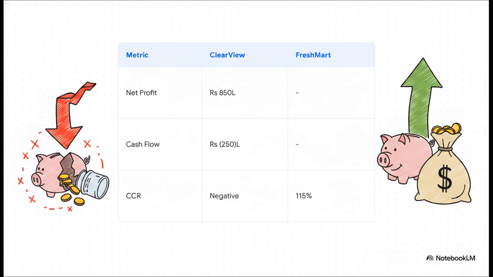Even with honest accounting, ClearView shows a profit of rupees 850 lakhs. Yet, their cash flow from operations is a negative rupees 250 lakhs. This means they have a severely negative cash conversion ratio. Now compare that with Freshmart Retail from our previous explainer, which converts its profits into cash at a very healthy 115%.